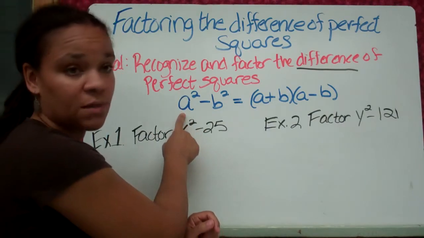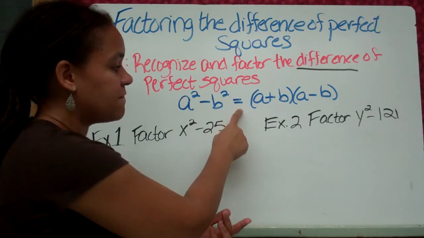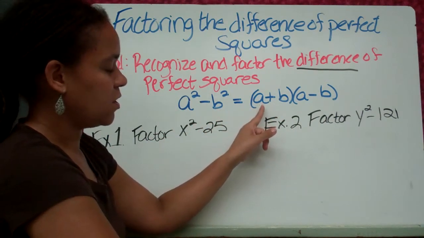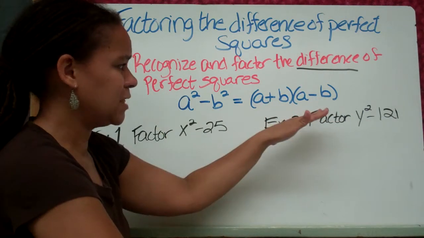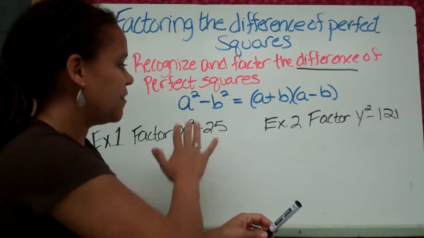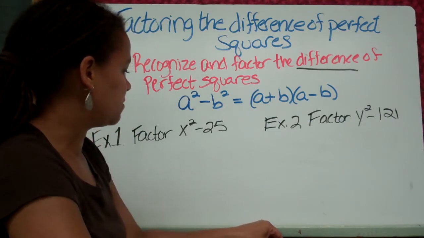If you have some term that's a perfect square minus another term that's a perfect square, and you want to factor it, it just turns into the square root of each: a plus b times a minus b. Now this is just the equation. We're going to turn it into some real life problems, but this is the equation we're going to refer back to, because I'm going to be using a and b in our examples.